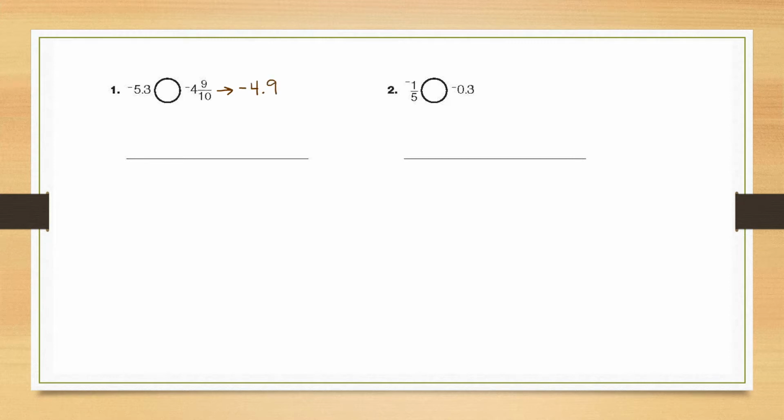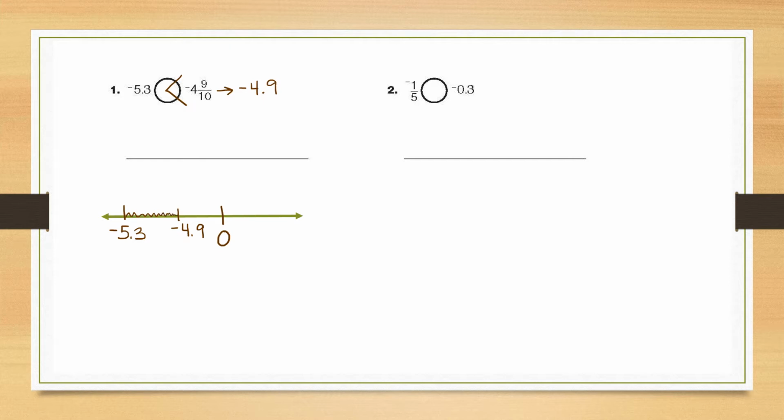-4.9. If we graph them on a number line, -5.3 would fall here, and -4.9 would fall here. This means that -4.9 is greater because it is on the right. Now, what numbers fall in between these two numbers?